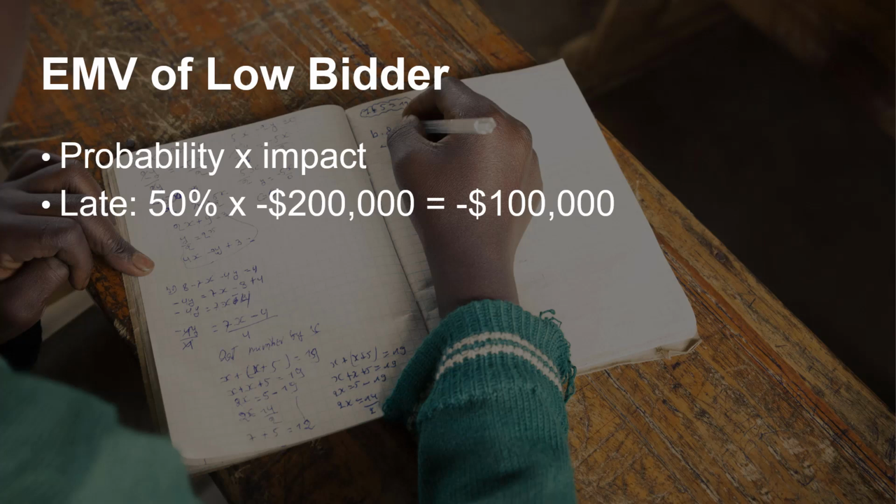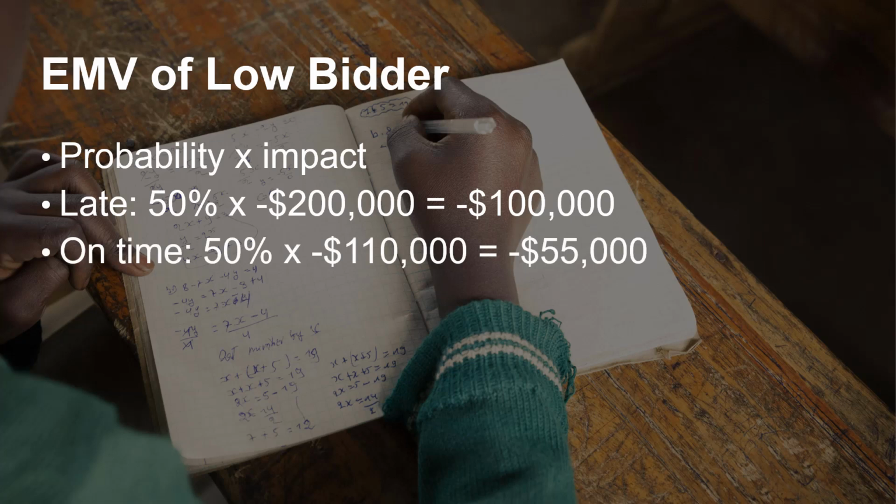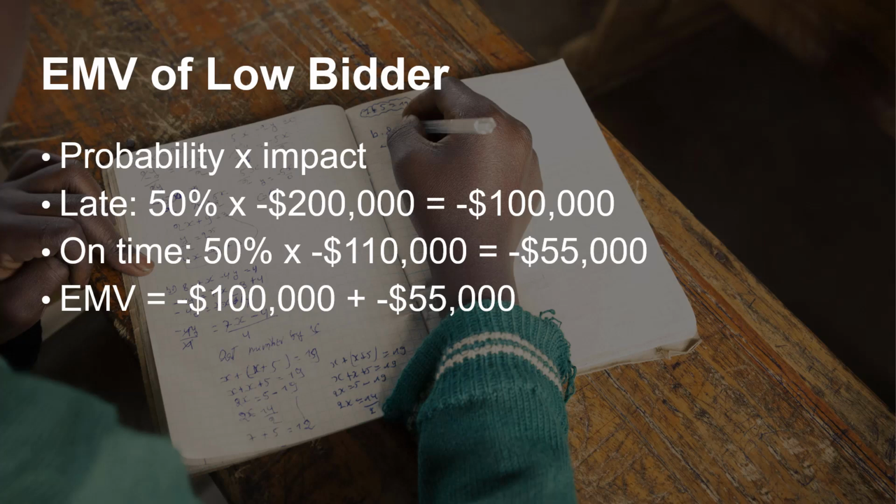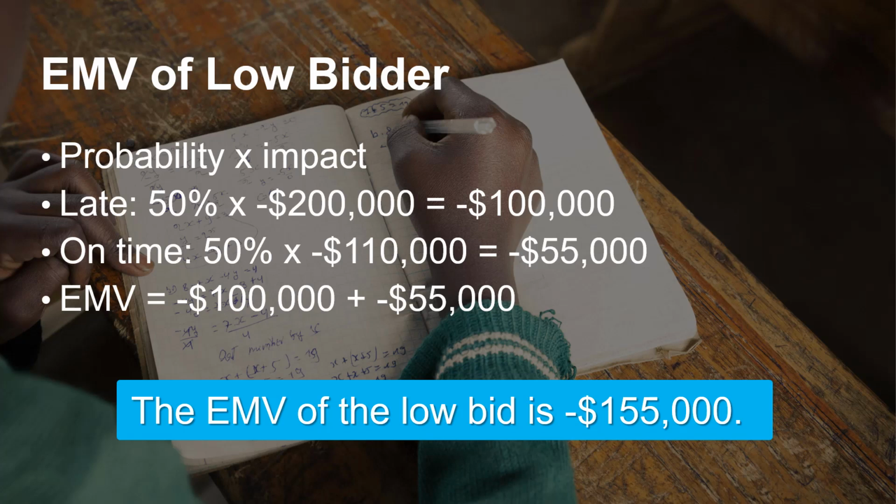Since there is also a chance of being 50% on time, we multiply the impact value of being on time with the same value as the bid, since there is no penalty. So 50% by minus 110,000, which gets us minus 55,000. As the last step, we add both figures together to get the overall EMV for the low bidder. So we have minus 100 plus minus 55. Therefore, the expected monetary value for our low bid is minus 155,000. Let's plug these numbers into the branch as well.